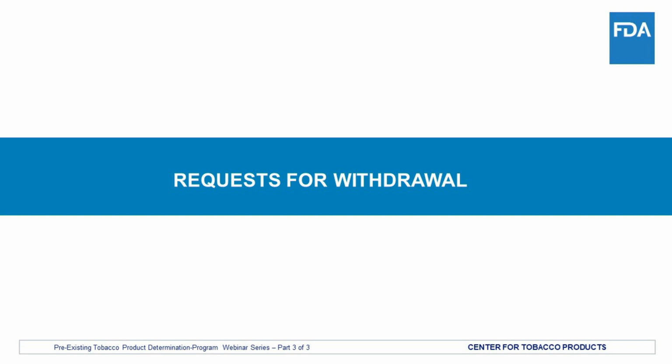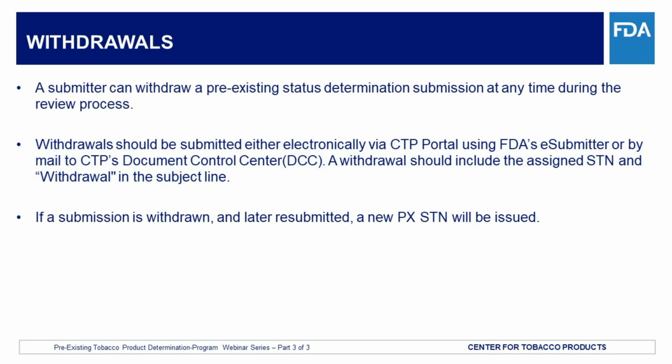Now we will discuss requests for withdrawals. A submitter may withdraw its pre-existing status determination submission at any time, including after the product was determined to be pre-existing. When submitting the withdrawal request, you should include the assigned STN and withdrawal in the subject line. If a submitter withdraws its submission from review, it may resubmit a request for the same tobacco product at a later date. The new submission will be given a new PX STN number, and a new review will be conducted independent of any other pre-existing tobacco product reviews.